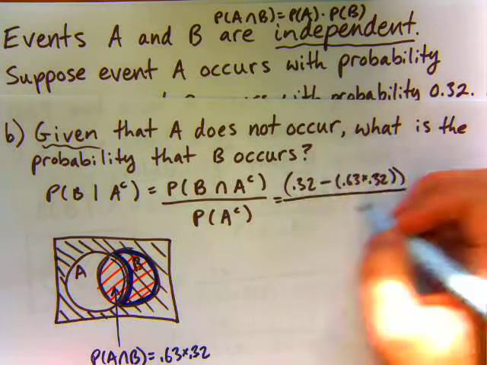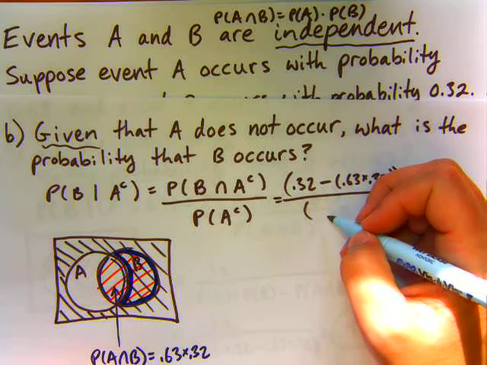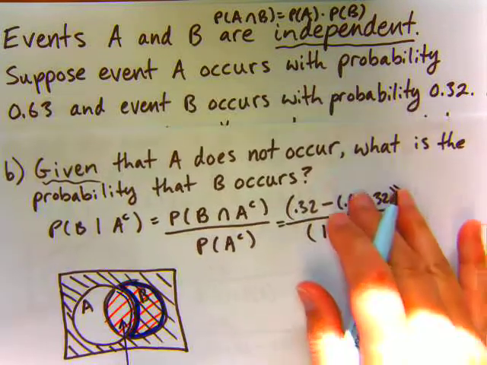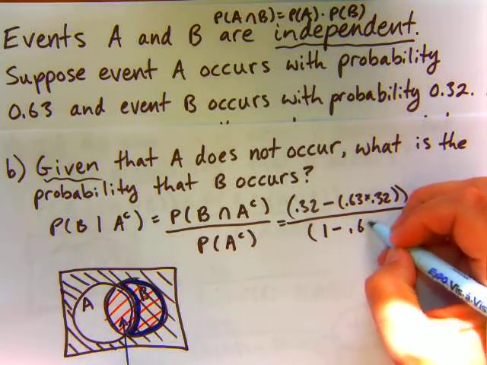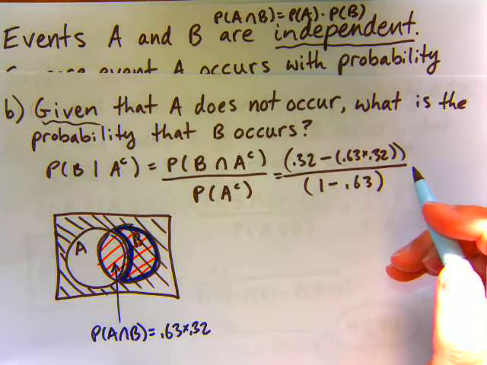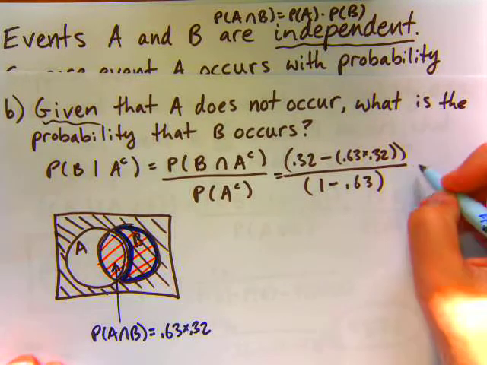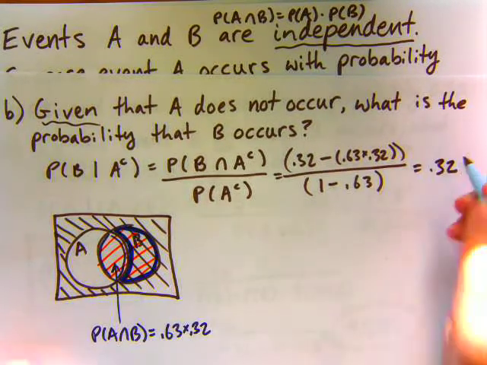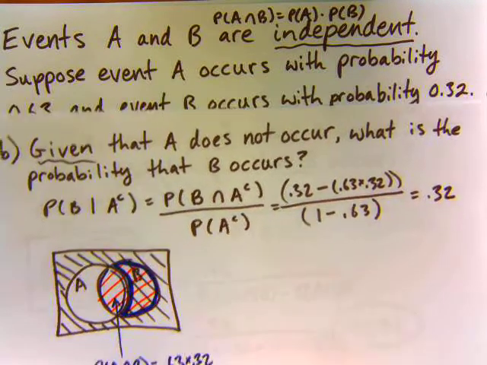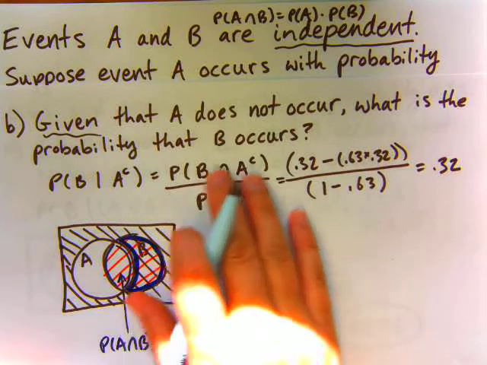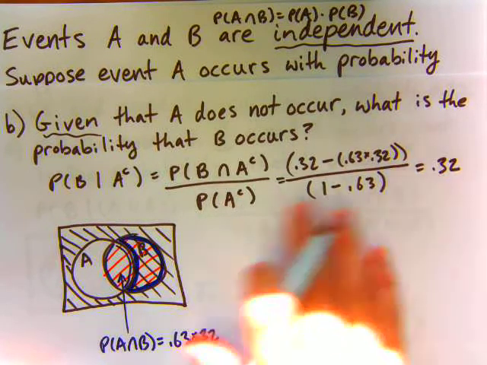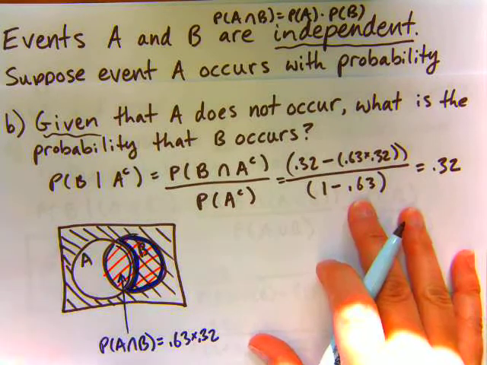And then I'm dividing it by the complement of A. Well, the complement of A would just be 1 minus the probability of A, and the probability of A was 0.63. I have to puzzle these little pieces together, and this will come out to be equal to 0.32. You could have done some other things in solving this, and it's coming out to be the probability of B. There's always more than one way to go about these problems.